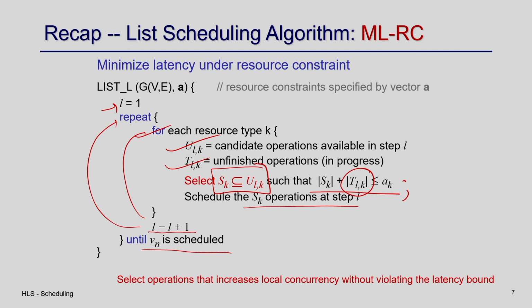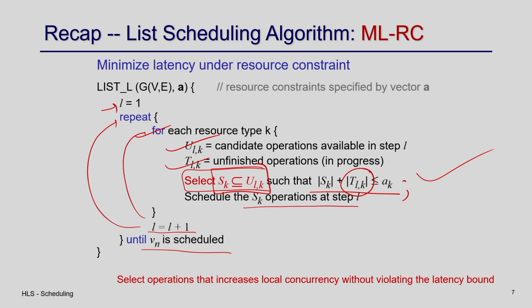If I think about force directed scheduling for MLRC, this is the same algorithm. The only difference is the selection. Earlier, for list scheduling, the priority function was the distance, the longest path from that node to the sink node, which we have already understood.